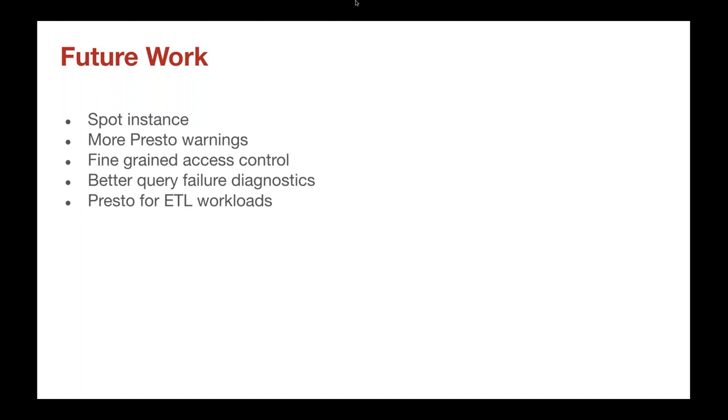In future work, here is a list of what we are going to work on. First, we are planning to evaluate Spot instances. This is for better cost savings and better resource utilization, because due to the nature of Presto queries, we mostly run ad hoc, and for most queries our P90 runtime is pretty low, within a minute or 2 minutes. So we found that it would be very beneficial to leverage Spot instances to improve resource utilization and also cut down the cost.